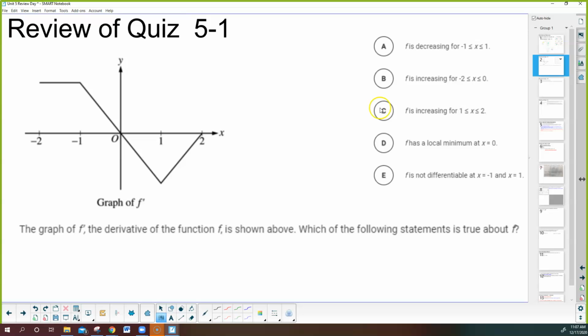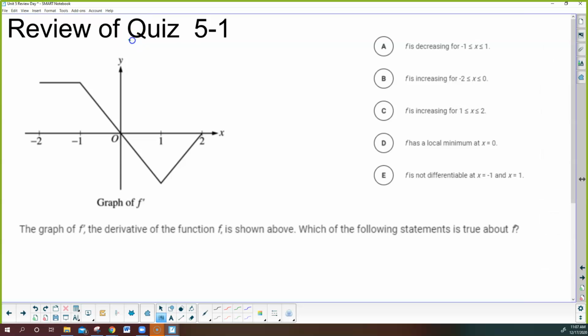Remember, the score you got for this quiz was not how well you did on the quiz, but it was just the written out work. If you submitted your written out work to Schoology, you got 10 out of 10. So if you didn't submit that work, but you did do the quiz, make sure you go back and submit your work so you can get the points for the quiz.